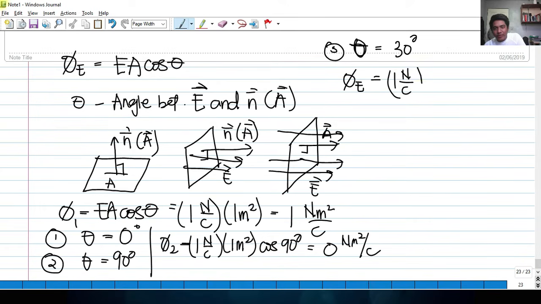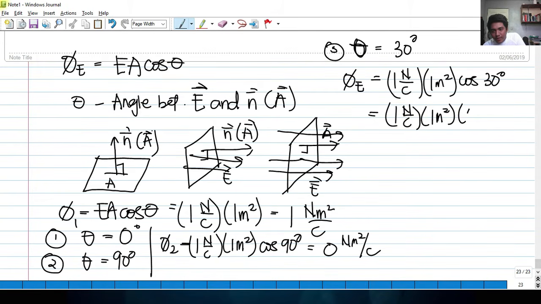For example, we have 1 Newton per coulomb of electric field. Then we have 1 meter squared of area. And then we have cosine of 30 degrees. Cosine of 30 degrees is equivalent to square root of 3 over 2, or 0.86. So we have 1 Newton per coulomb multiplied by 1 meter squared multiplied by 0.86. So what will happen? We have now a flux equal to 0.86 Newton meter squared per coulomb.